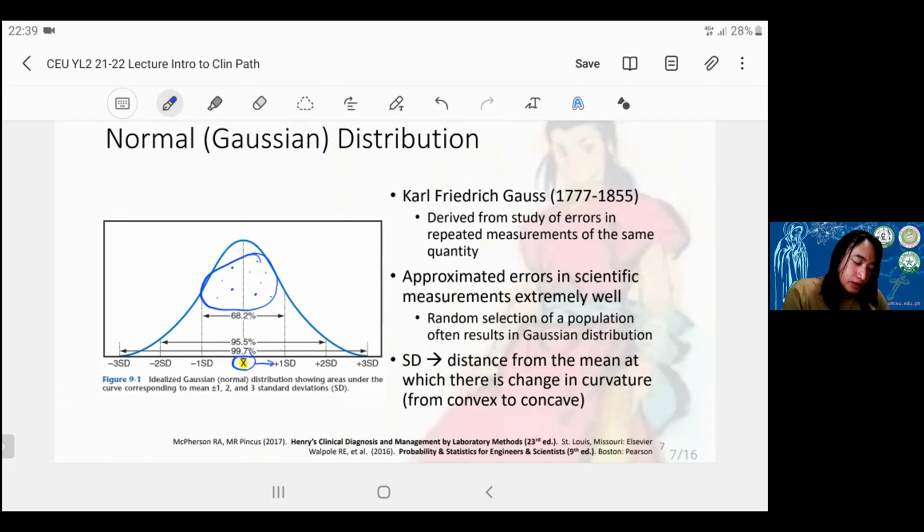So here, if you see in this curvature, we have a convex curvature, and then you now have a concave curvature. And at this point, there is a change from convex to concave, and this will be the first standard deviation, and each point would be equivalent to different standard deviation values.